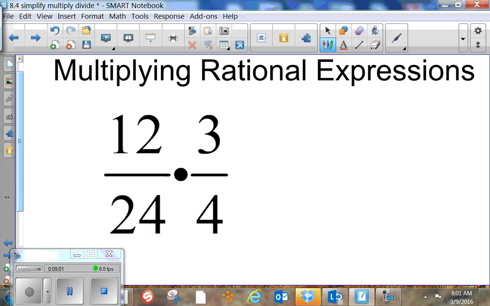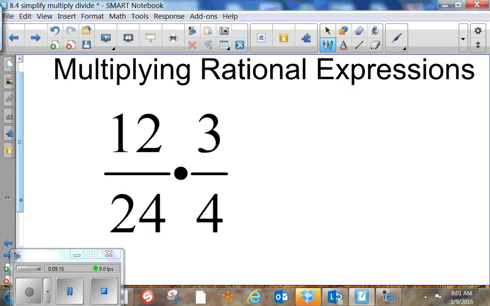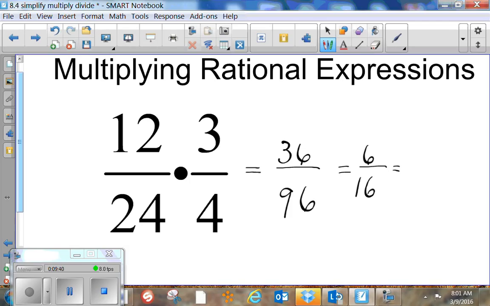How do you multiply rational expressions? Or let's go back to 5th grade, 6th grade, when you started multiplying regular fractions. So when you very first learned how to multiply, you simply multiply the numerators, and 12 times 3 is 36, and 24 times 4 is who knows what. 16 carry the 1, what, 96? And then you reduce that to lowest terms. 6 would go into both of those, I think. 6 over 16, keep reducing.